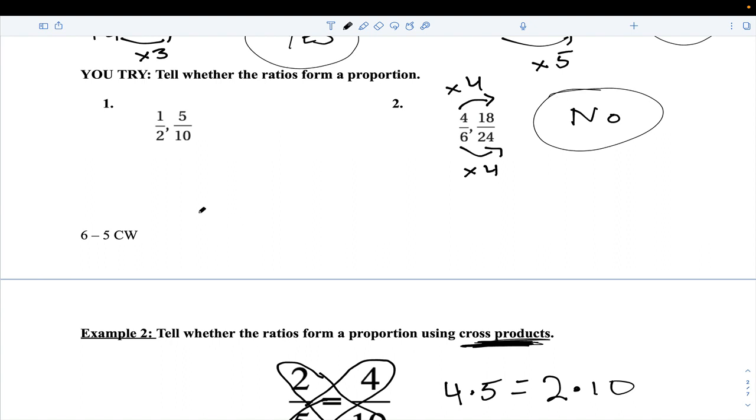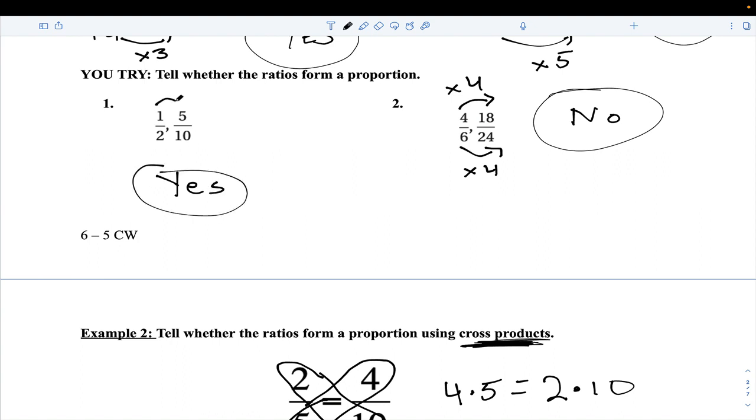Number 1 is proportional, yes or no? Thumb up, yes. Thumb down, no. Number 1, what'd you get? Waiting on row 2, I need 2 hands. Number 1, Juliet, yes or no? Yes. Did you use simplifying or multiplication?